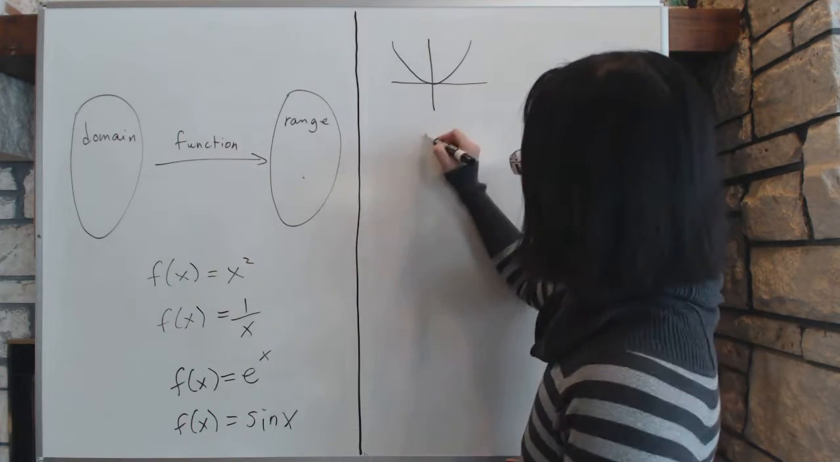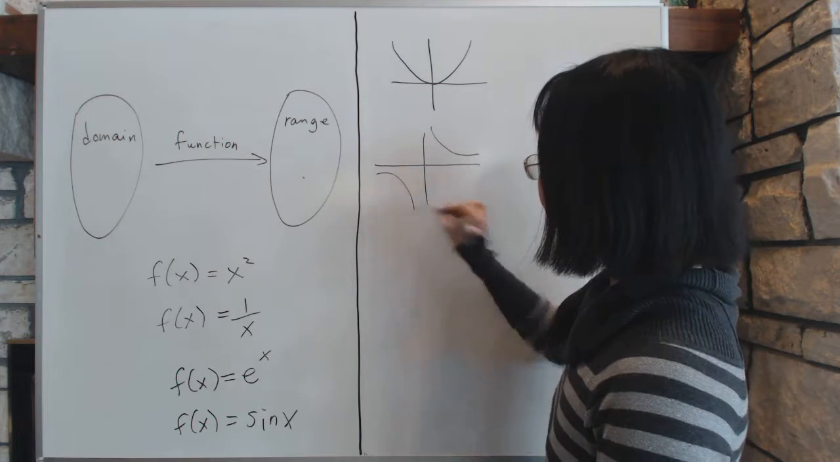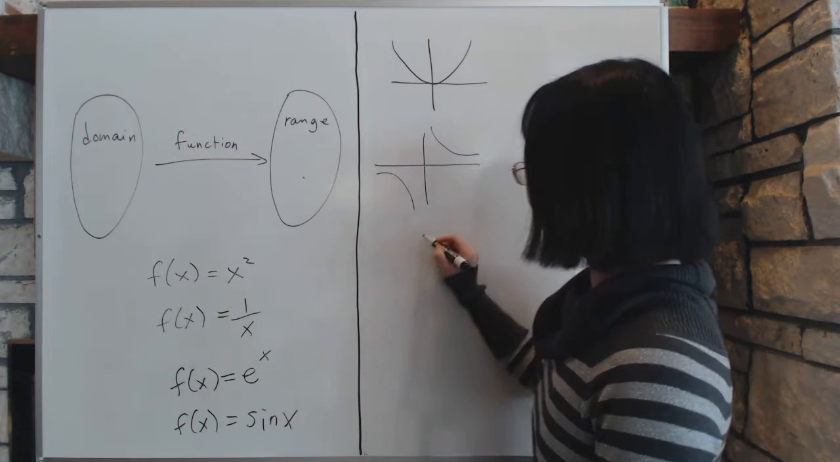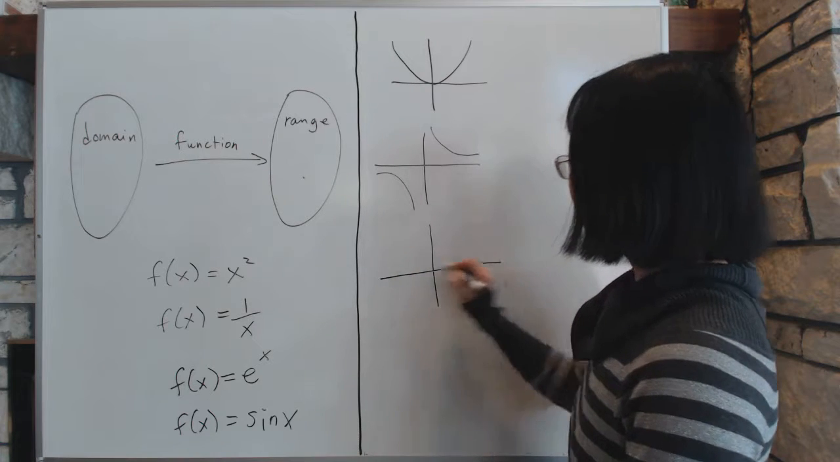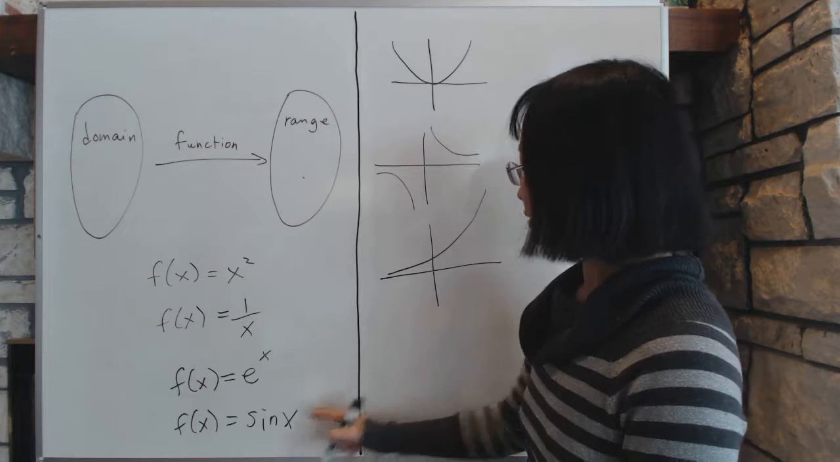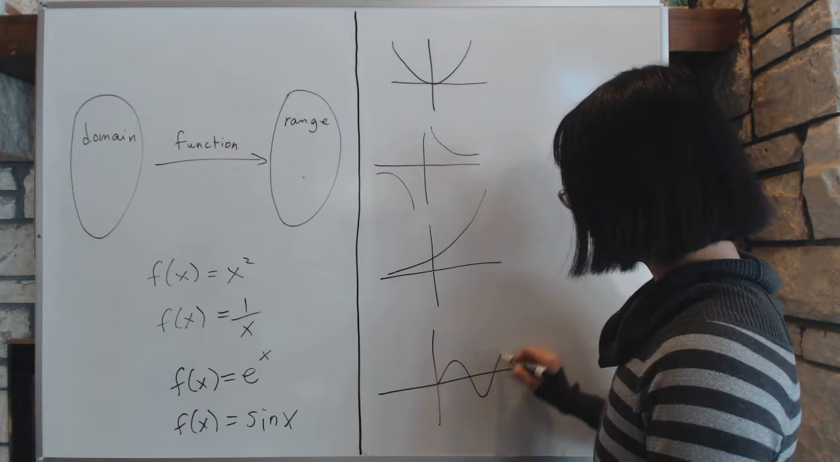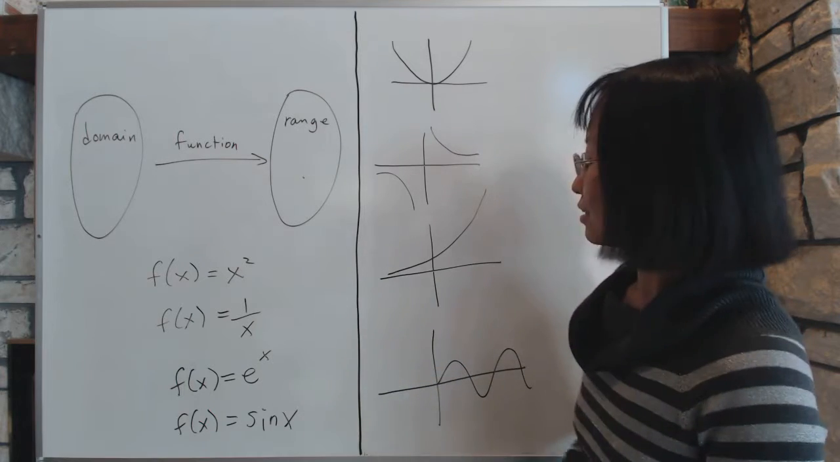This, of course, is 1 over x. The function of 1 over x looks something like this. The next one is the exponential function, and the exponential function, of course, looks like this. And then lastly, the sine function is something like this. It goes up and down, and it doesn't end.